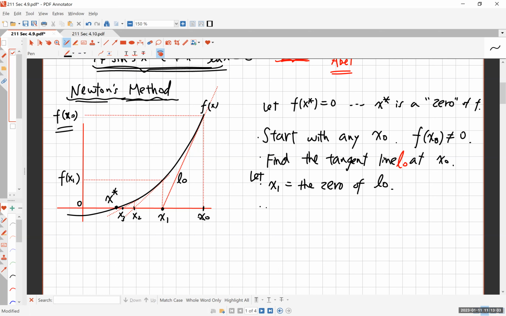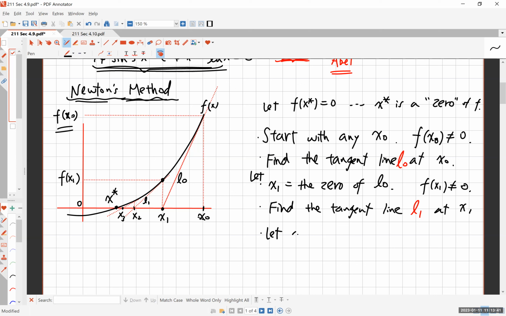Now suppose that f of x1 is still not 0. In fact, you are probably never going to find x where f of x is exactly 0. That's the whole point, we're trying to approximate it. Now you repeat the process. We find the tangent line. Let's call this L1, perhaps? Yeah, that's a great name. L1 is the tangent line at x1.